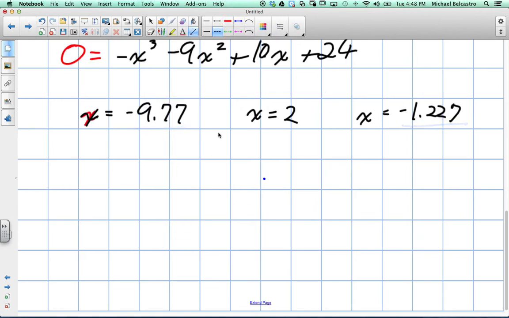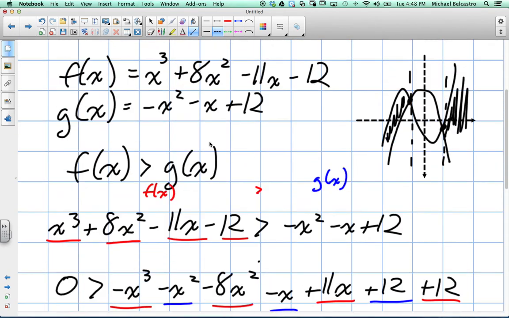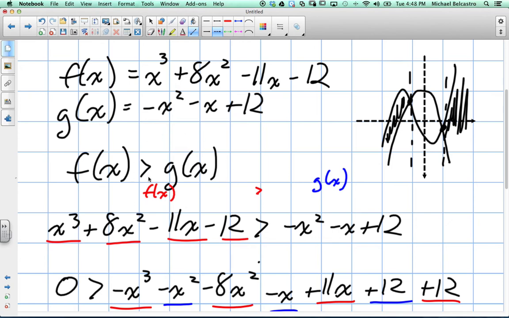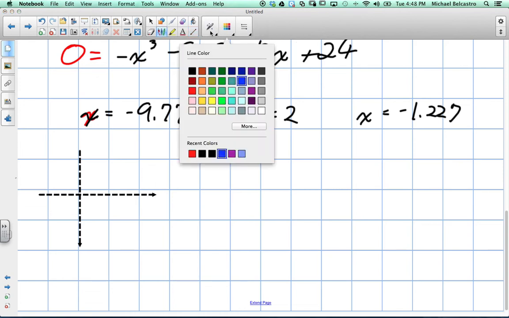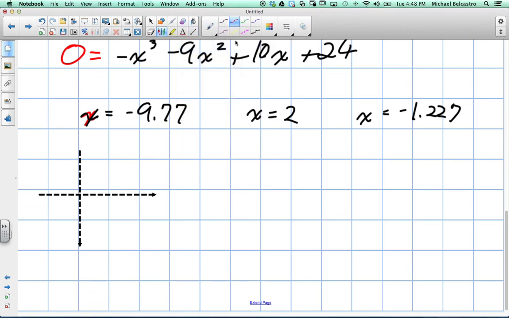In other words, of our new function, because this is a completely new function, right? It does have to do with these, but it's not identical to these at all when graphed. So when graphed, this is really different. Let's do quickly a rough graph. Our x-intercepts, one is at negative 9.7, another one's at negative 1.2, and the other one's at a value of 2.